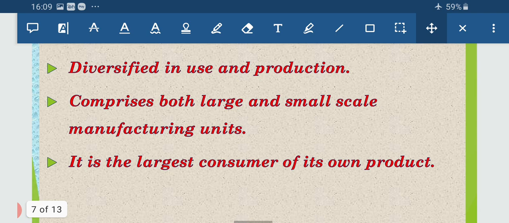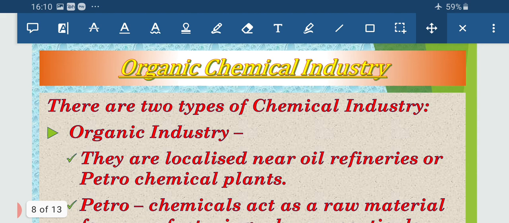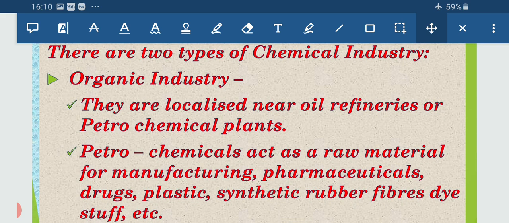Now next we have the categories of chemical industry. As you have studied, there are two kinds of chemicals, one is organic and another one is inorganic. The organic one is basically related to coal, petroleum and natural gas, and the inorganic one does not have any connectivity with the organic decomposed part. So there are two types of chemical industry. Number 1, organic. As the organic industry has a connectivity with coal, petroleum and natural gas, what will be the localization? It should be localized nearby the areas of these raw materials.